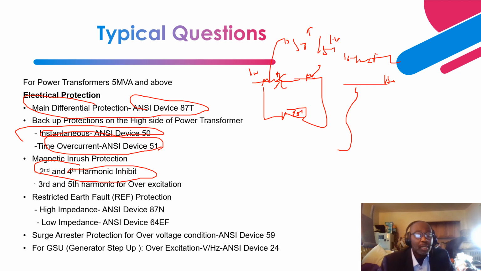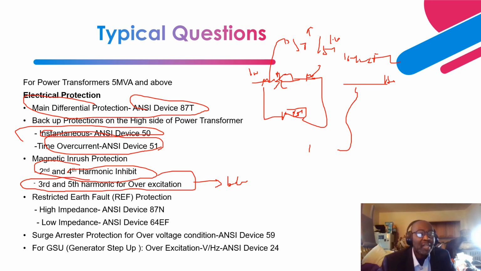Then during energization, there's the possibility of an overexcitation condition because there's no load connected to the secondary side of the transformer. So we utilize the third and fifth harmonic content of the inrush current to identify an overexcitation condition during energization, and block the differential relay from tripping.